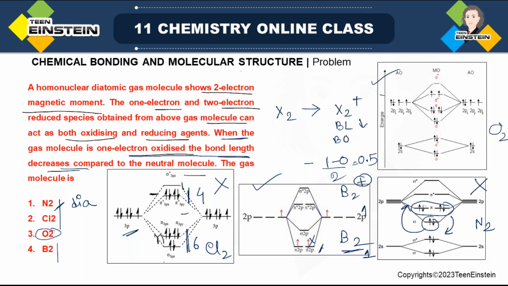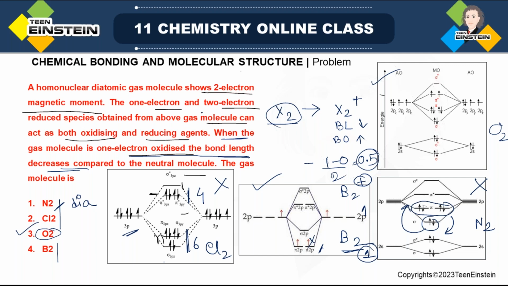That means bond order should be increased compared to the original species. But in this case, in case of B2, it is 1 to 0.5. So it is not matching with this information. So from this information we can choose that this should be the correct option.